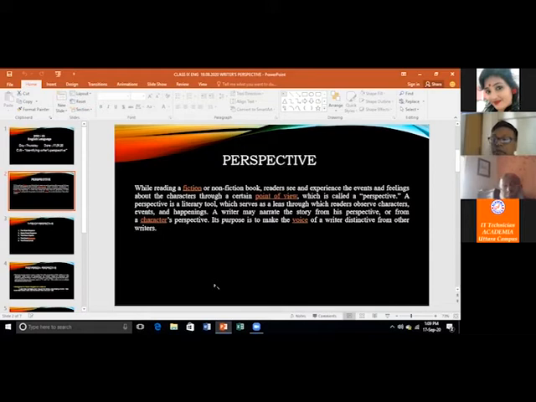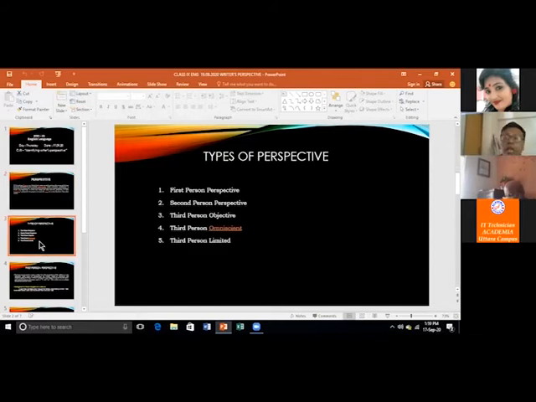A writer may narrate the story from his perspective or from a character's perspective. Its purpose is to make the voice of a writer distinctive from other writers. That means actually this one is very, very important to know about the writer's perspective. And what is perspective? That means from which corner, from which point of view the writer is writing his text. This one is perspective actually.